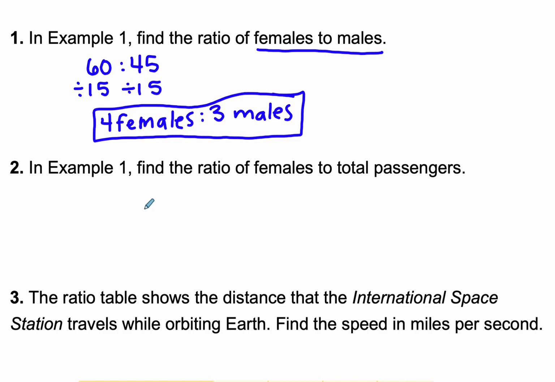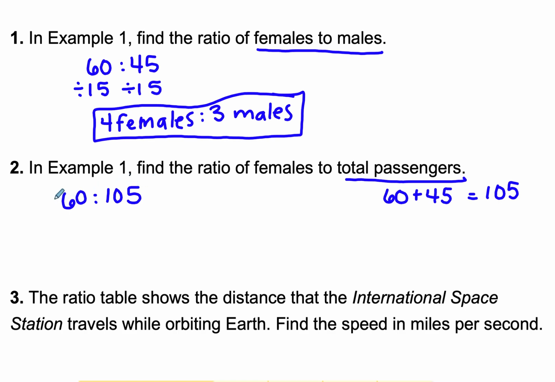All right, in example 1, find the ratio of females to total passengers. To get the total, we have to add our numbers together. So we said that there were 60 females and 45 males. That means altogether it is going to be 105 people. So 60 females to 105 total people.